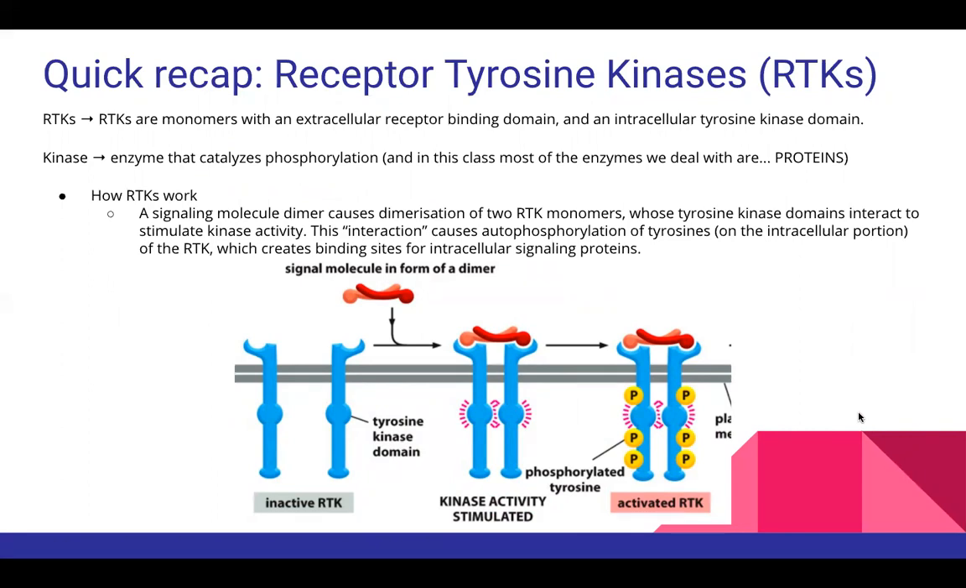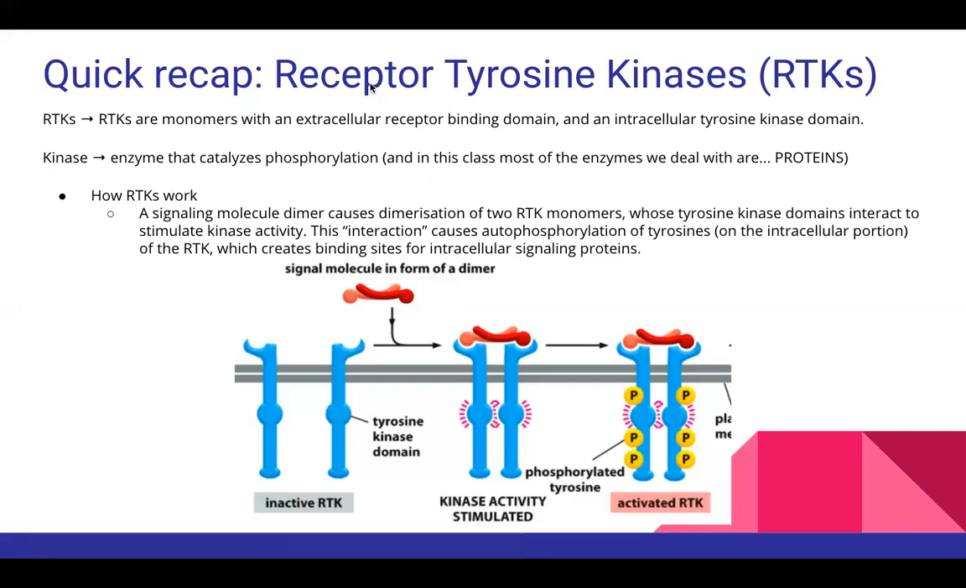I would guess that they wouldn't be RTKs because we need the two JAKs to phosphorylate the intracellular receptor portion after it's been dimerized.